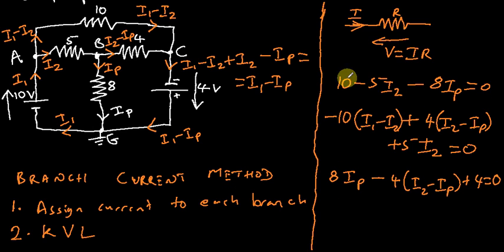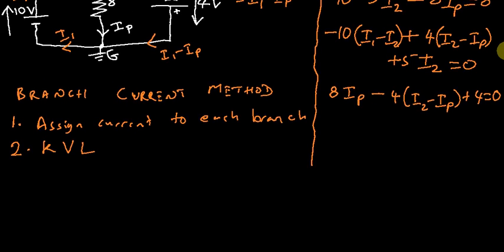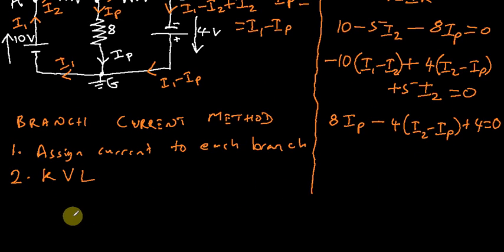Having written these three KVL equations, all I now need to do is solve for IP. Just to take note, we have 3 equations, and we also have 3 unknowns, I2, I1, and IP. So we can solve this, assuming they are not linearly dependent.